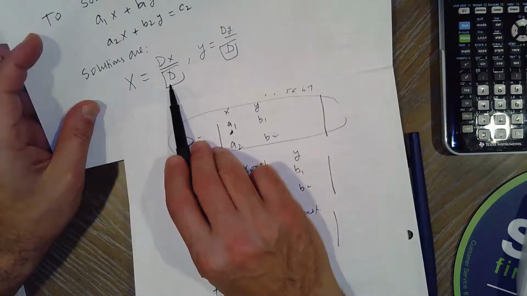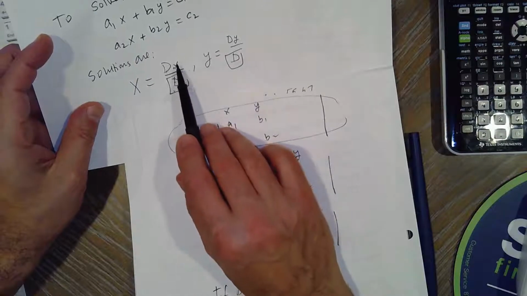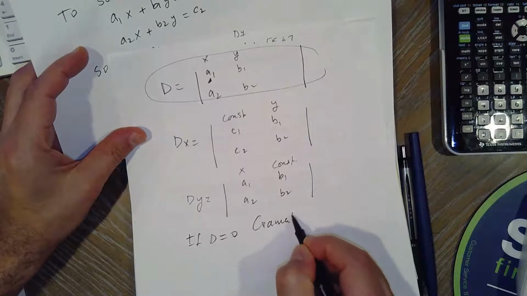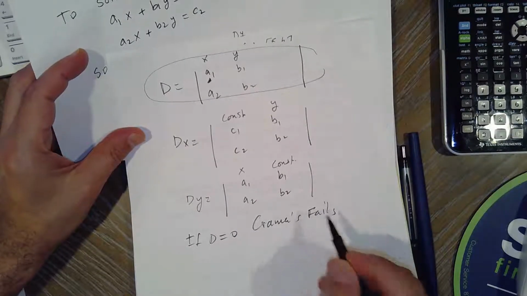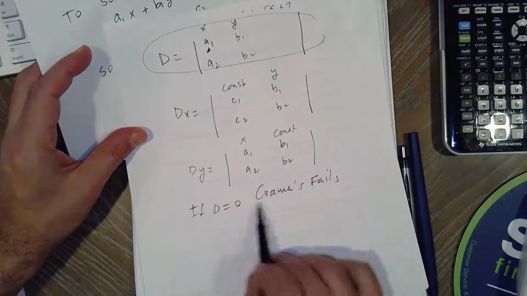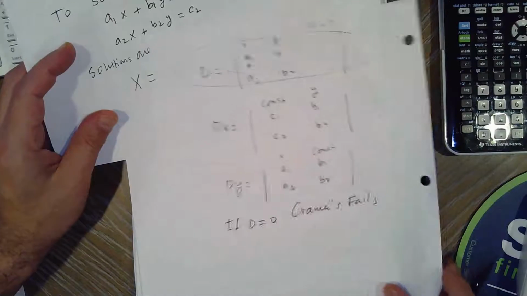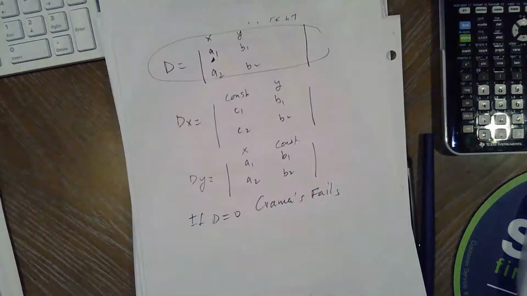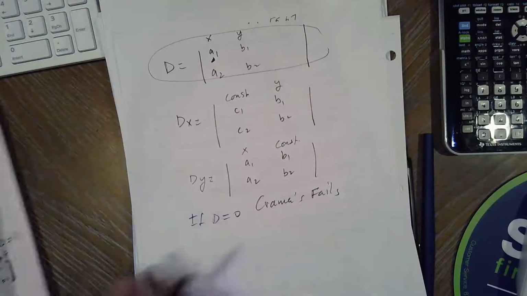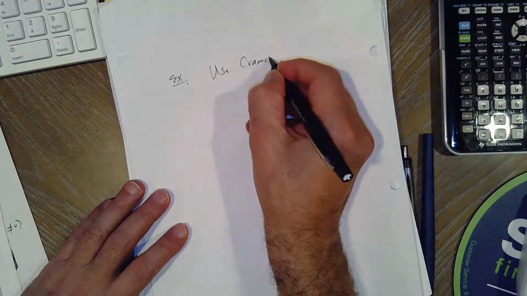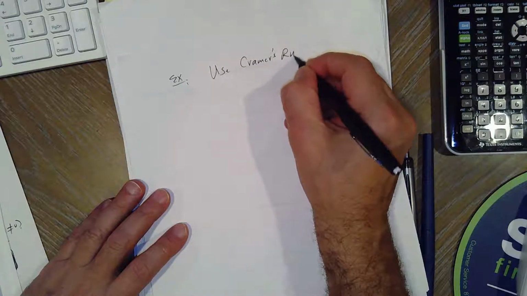Why? Because you can't have 0 at the bottom. You can have 0 for dx, 0 for dy, but not for d. When Cramer's rule fails, what does that mean? We have to use elimination or substitution. That's not going to work, okay? So if d is not 0, then x equals dx over d, y equals dy over d. That's going to give you the answers. So use Cramer's rule, and on the test when I say use Cramer's rule, you better use Cramer's rule, okay?